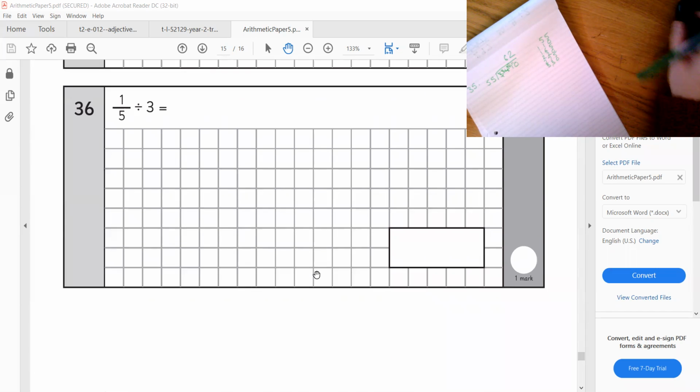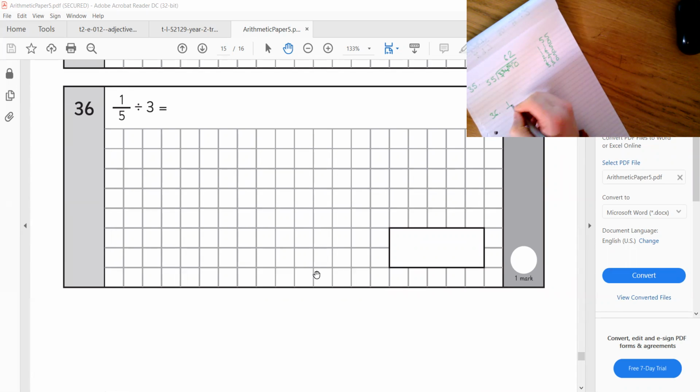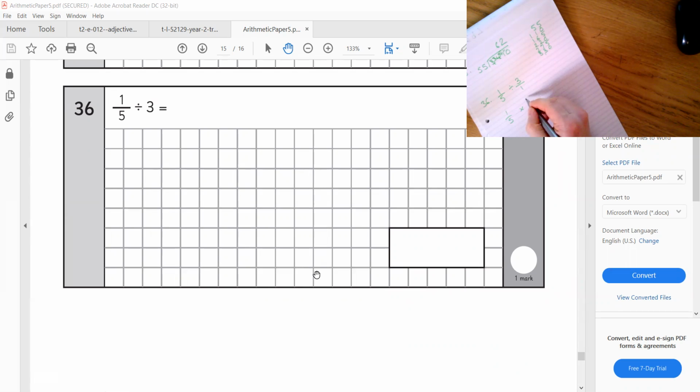And then finally, question 36. Ta-da! 1/2. Oh, how is this the last question? This is really easy. That last one should have been the last question because that was quite hard. Divided by 3. That's the same as 3 over 1. Keep. Change. Flip. 1 times 1 is 1. 5 times 3 is 15. Happy days. Smiley face. Yay!